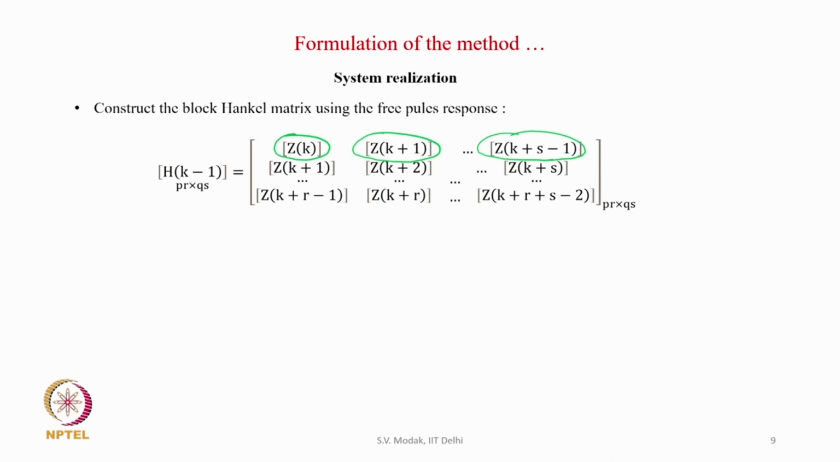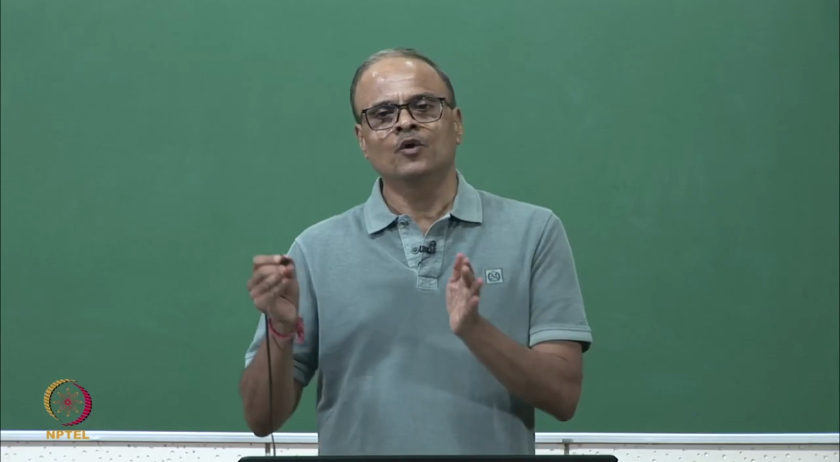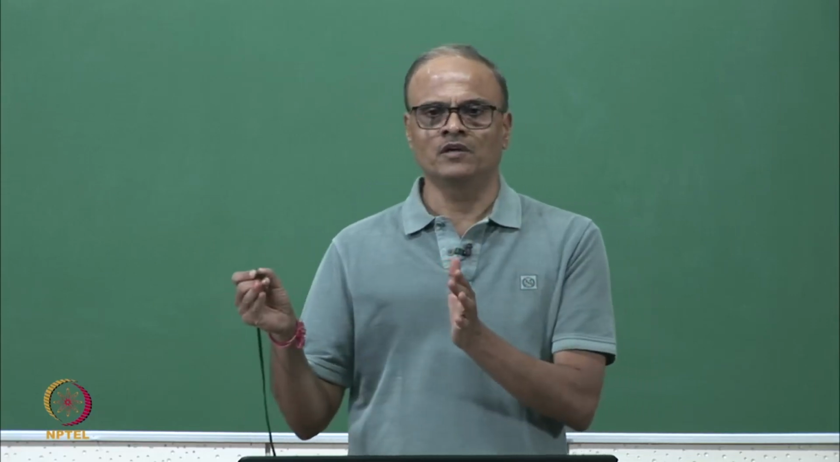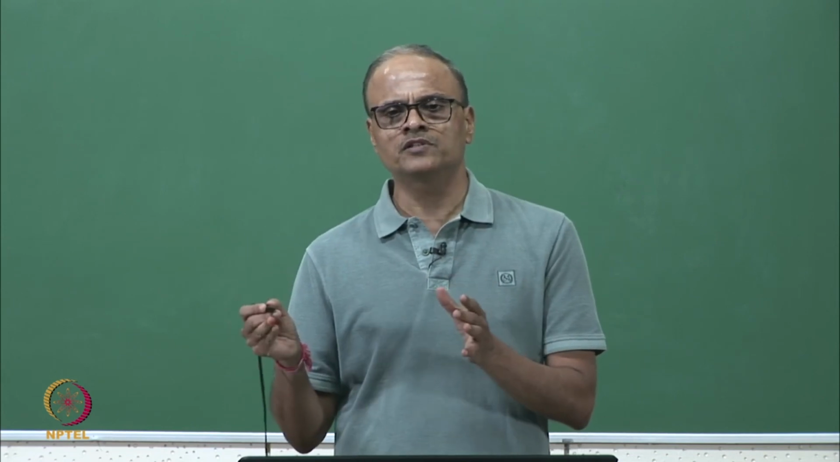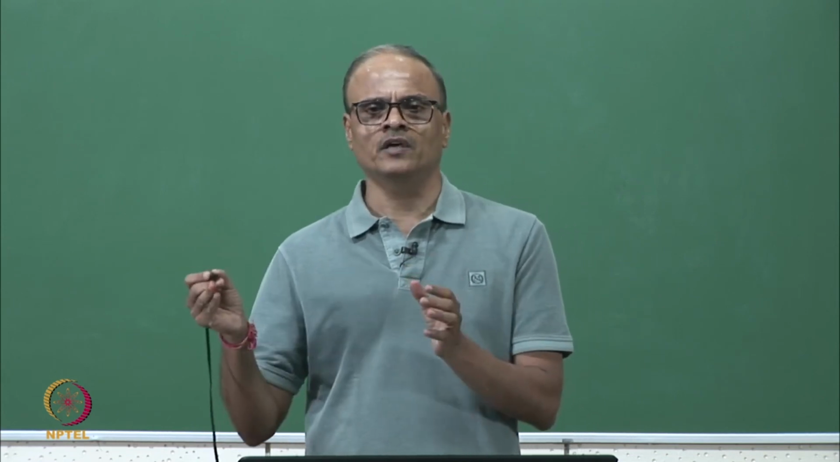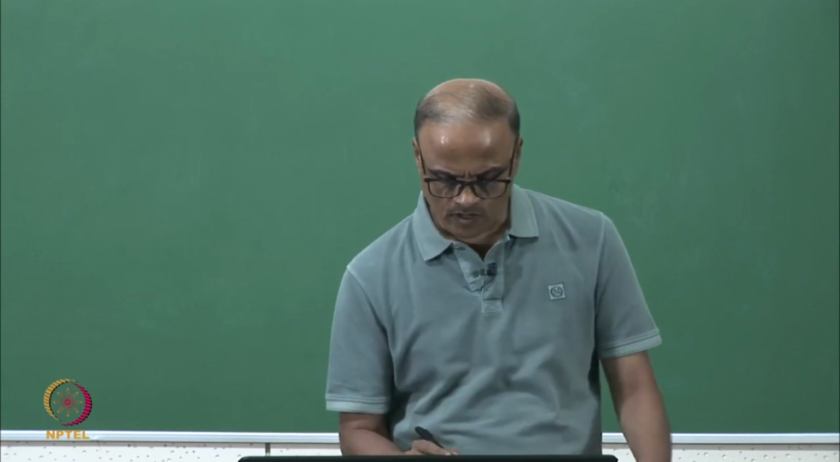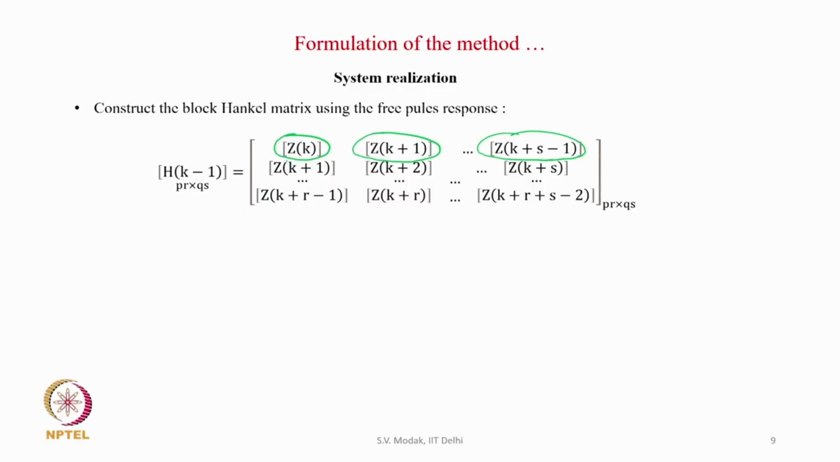We now advance all these s instants by one time interval, and then we use the free pulse response matrices corresponding to those s instants to construct the second row of the Hankel matrix. That is why you can see the first element in the second row is the free pulse response matrix Z(k+1), which is the pulse response matrix at k+1, and then the next one is Z(k+2), and the last element in this row is at k+s.